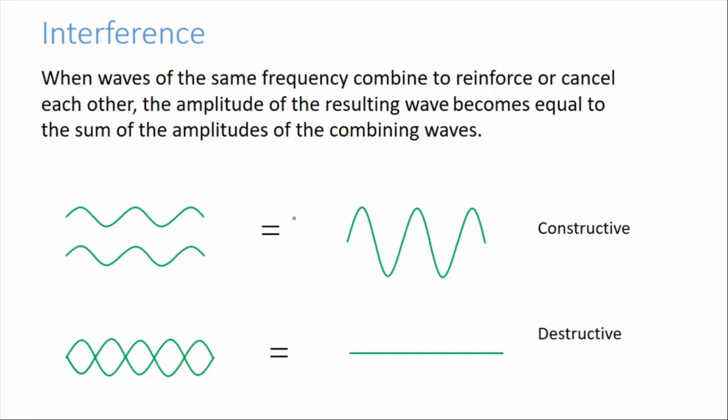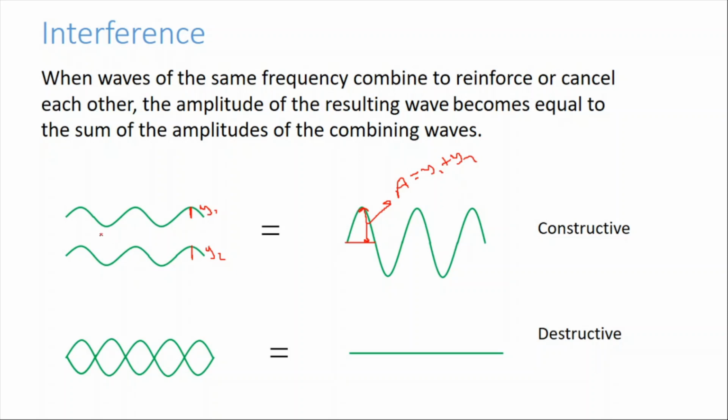Let's look at the interference of light. What does interference mean? When waves of the same frequency combine to reinforce or cancel each other, the amplitude of the resulting wave becomes equal to the sum of the amplitudes of the combining waves. For example, look at this wave, and if you have another wave, when these two waves overlap, they are going to combine. They each have their own amplitudes, but once they overlap and combine, the new amplitude becomes the sum of the two amplitudes. If the amplitude of this one is y1 and the amplitude of this one is y2, in this case, the resulting amplitude will be y1 plus y2.